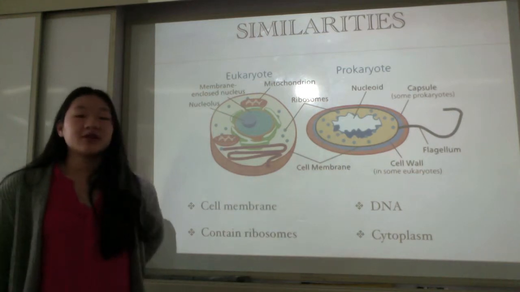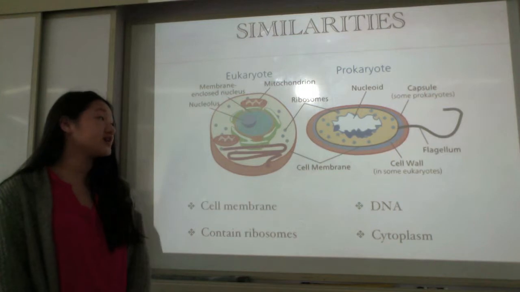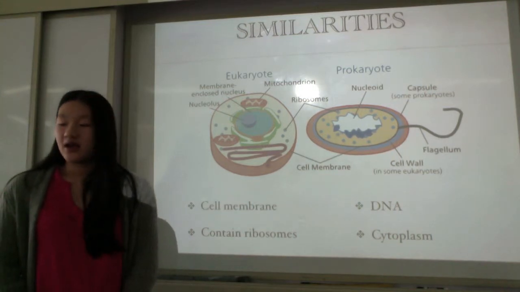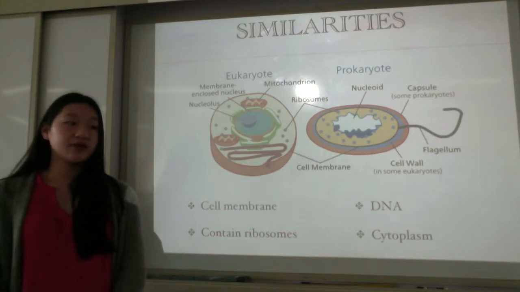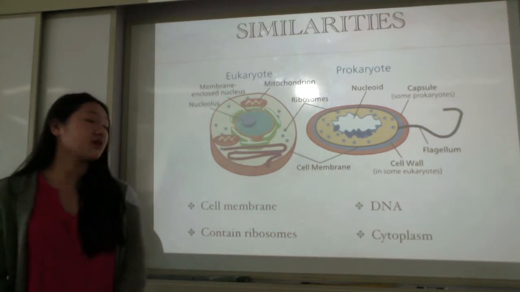The fundamental similarities between prokaryotes and eukaryotic cells lie in the fact that they both have cell membranes. They contain ribosomes. They both have DNA, and they both contain a cytoplasm.